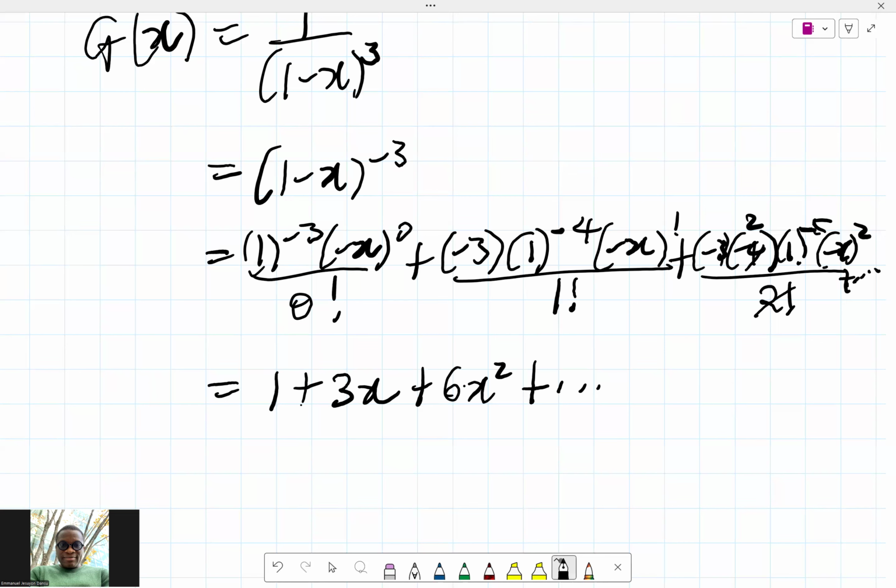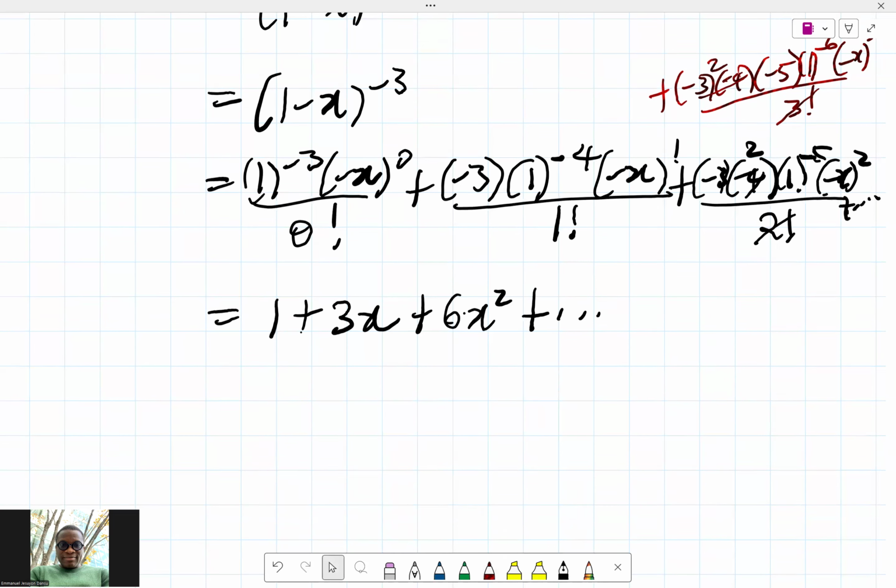If we go one more term, that's going to be minus 3, minus 4, minus 5, 1 raised to power minus 6, then minus x raised to power 3, all over 3 factorial. 3 factorial is 6, so that's 3 here, 1, and here 2. So that's now 2 times 5. So the next one is going to be 10. You see, we have a kind of pattern going on right there.